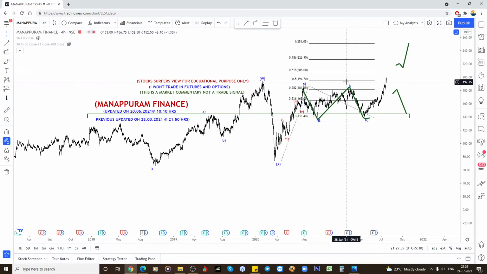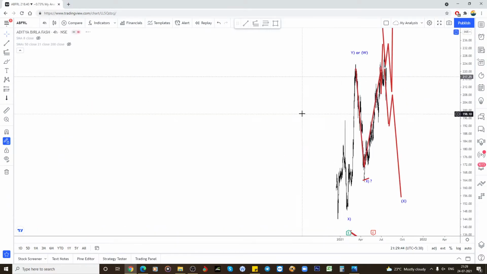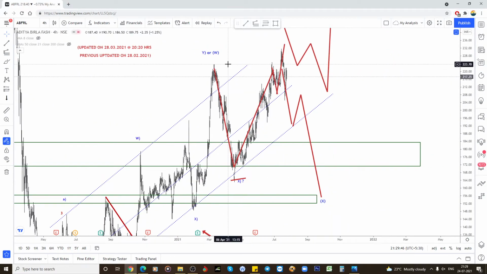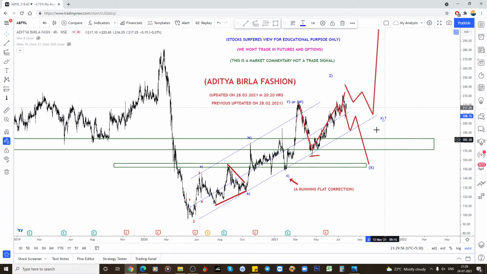So let's move on to ABFRL. It has already broken the previous high here. So I'm expecting a three-wave structure, the same thing. I'm looking for a W, so X could be here, so I put it in the auto.